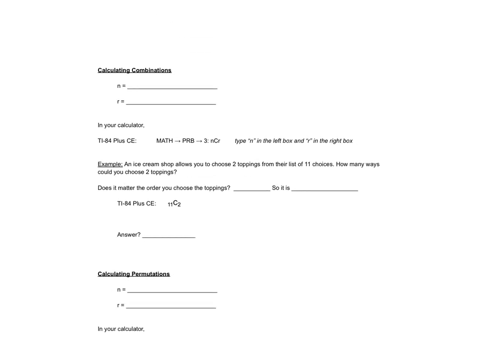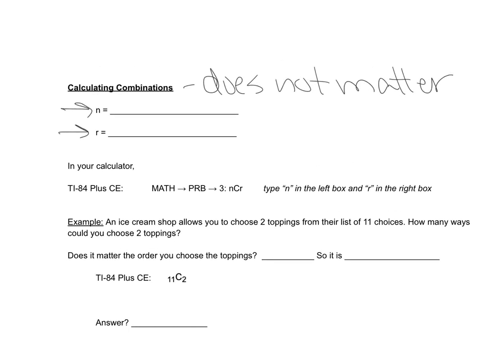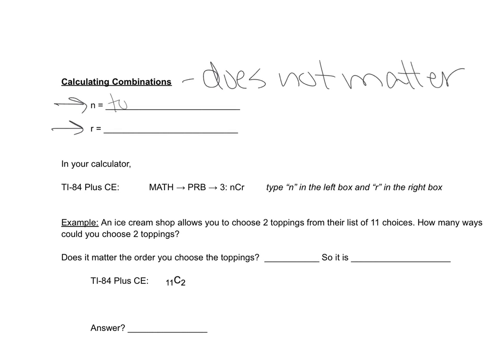Okay, so again, when we have combinations, the order does not matter. And when we calculate combinations, you're going to use your yellow calculator. There are 2 variables you have to know, N and R. N is the total number of objects or opportunities that you have to choose from. And then R represents how many you're actually choosing.